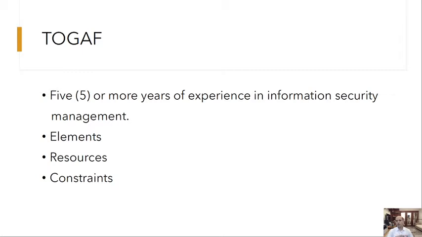So TOGAF is also, the full form of TOGAF is the Open Group Architecture Framework. So it is a framework for enterprise architecture. It is not a framework for a lower level architecture. It is a framework for enterprise architecture that covers 4 areas called architectural domains. The first one is business architecture, then the application architecture, data architecture, and technical architecture.